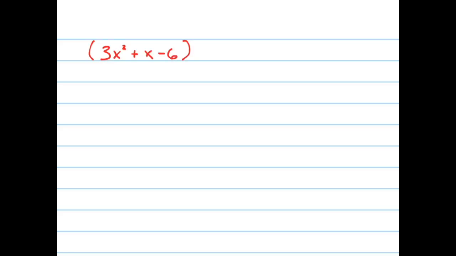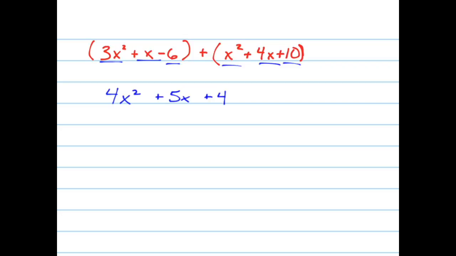Just take a second to try this one on your own and see what you come up with. So if we identify our like terms here, we've got 3x squared and x squared, which total up to 4x squared. X and 4x total up to 5x, and negative 6 and 10 total up to 4. That's what we get when we add them together.